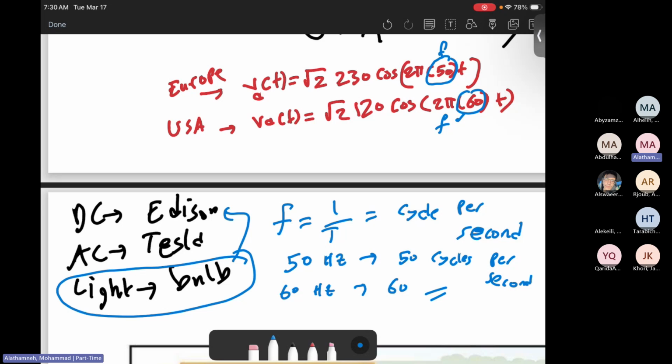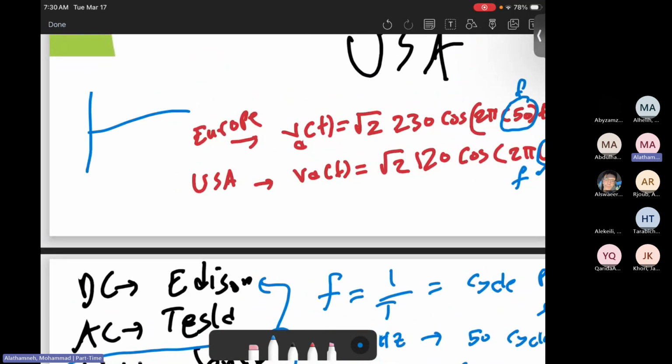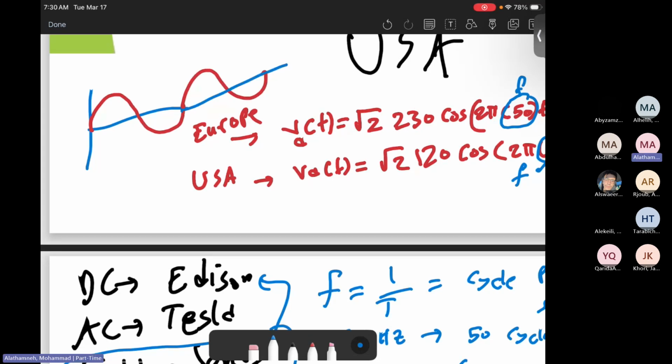Then for the light bulb, when we say the frequency is 50 hertz or 60 hertz, it is a cosine. So 50 cycles per second or 60 cycles per second, that's what it means.